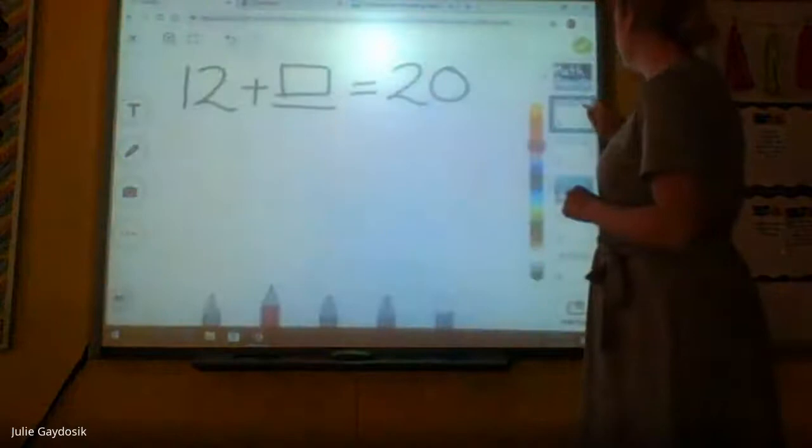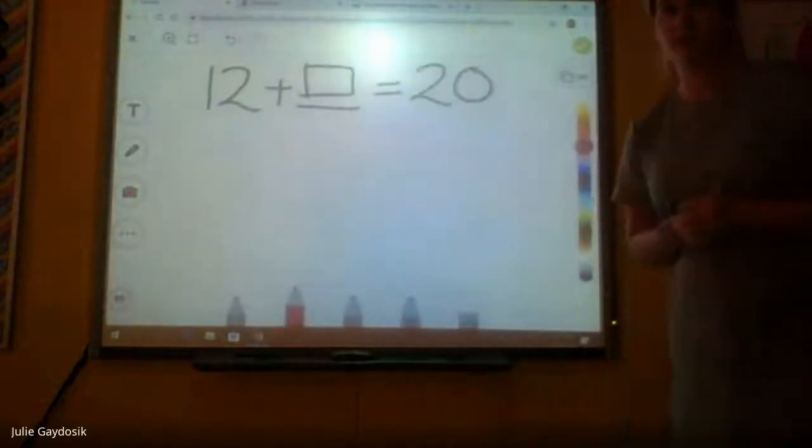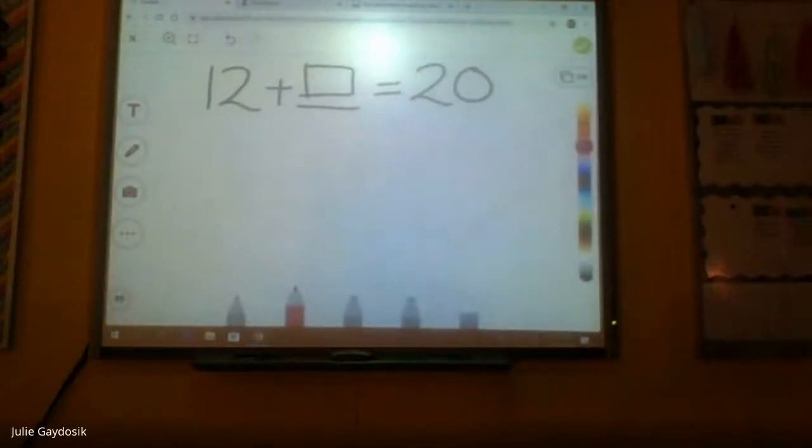Alrighty. First problem we're going to do. 12 plus unknown equals 20. So this is one of those missing addend problems. Now you can see I used a box for the unknown number. So 12 plus unknown equals 20. I want you to write that at the top of your notebook page.